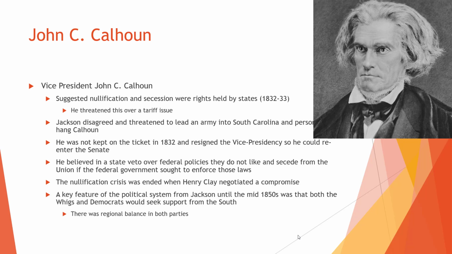It ended because Henry Clay had negotiated a compromise. He was a very key figure in the political system from Jackson until the mid-1850s. And one of the things about this period is that with Jackson, you come up with our second party system in the United States, where Jackson founds what we know today as the Democratic Party, and you have a new party that was founded in opposition to Jackson, the Whig Party. But the key thing there is that both parties had opponents and supporters of slavery. So they were kind of regionally balanced. That meant you didn't have a party that was just opposed to slavery.